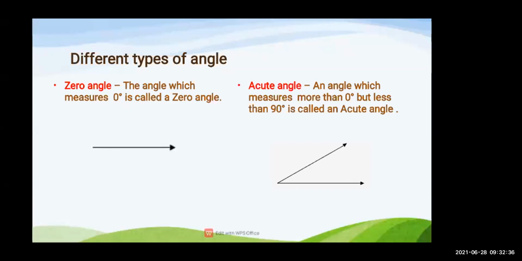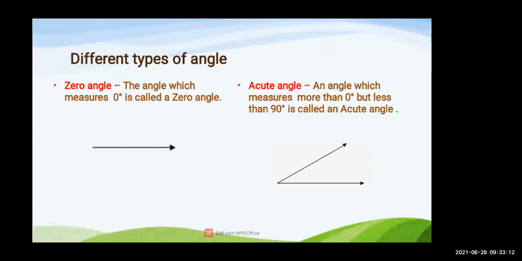Now the second is acute angle. Now acute angle means what? Already we have learned in the previous class also, so just a revision of acute angle. An angle which measures more than 0 but less than 90 degree. That measure will be more than 0 but less than 90. So that type of angle is called an acute angle.